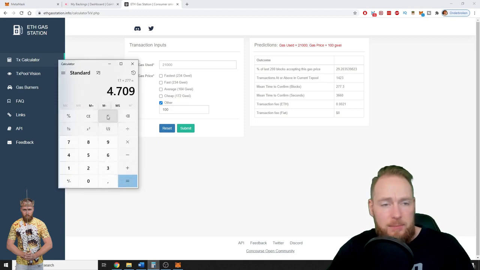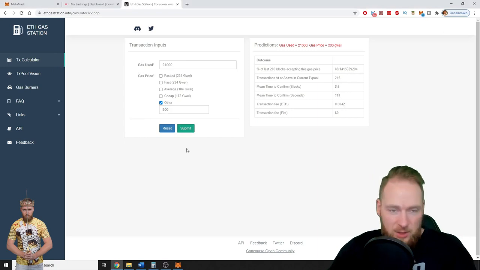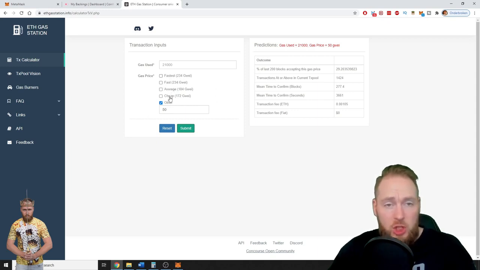3,660 seconds. Divided by 60 seconds is 61 minutes. So it will take 61 minutes if you can wait 1 hour. So for 200 GWEI, it's 113 seconds. You can also choose a gas price like fastest 234 GWEI, fast 234 GWEI, average and cheap. But we're gonna do it even cheaper.